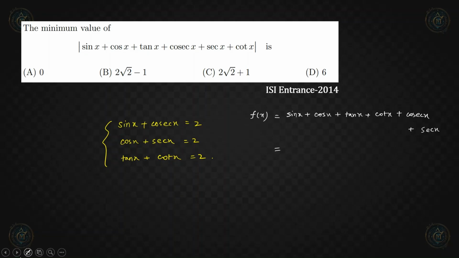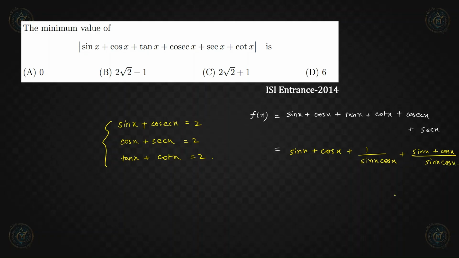If we decompose these trigonometric ratios in terms of sine and cosine, we will get sin x plus cos x plus (sin square x plus cos square x) divided by sin x cos x, which is 1 divided by sin x cos x, plus 1 by sin plus 1 by cos, that means (sin plus cos) divided by sin cos. So this will be sin x plus cos x divided by sin x cos x.